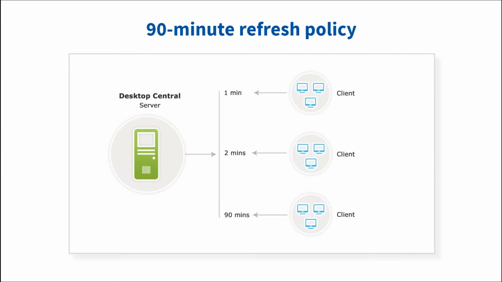per minute. For example, in a network of 90 computers, one computer will reach out to the Desktop Central server every minute. In a network of 900 computers, 10 computers will reach out to the server per minute. For a larger network, let's say 9,000 computers, 100 computers will reach the Desktop Central server per minute. Using this feature, agents can communicate with the Desktop Central server without any hesitation or issues.